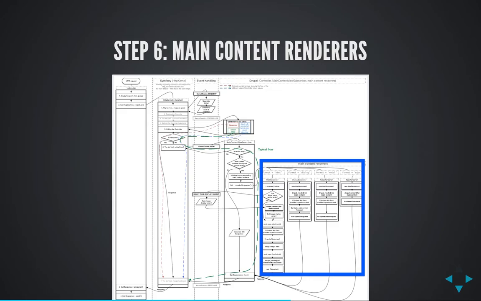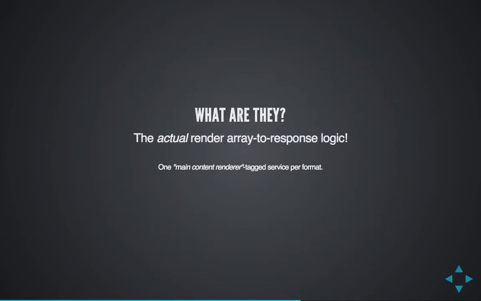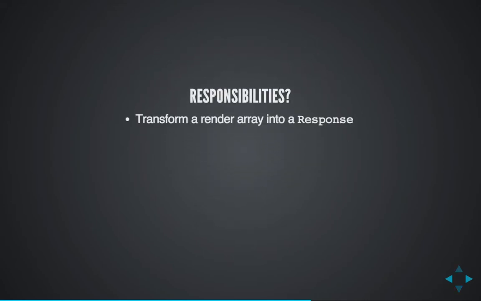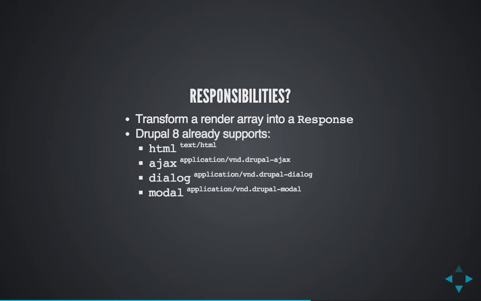So let's take a look at those main content renderers. These are the actual render array to response logic. We have one main content renderer service per format: an HTML one, an Ajax one, a modal one, a dialog one. Their responsibility is turning a render array into a response. And Drupal 8 already supports these four. The first one, HTML, of course, is the language of the web, so we have to support that. But Drupal already has three additional formats that are Drupal specific, for its Ajax system and for rendering any main content. So any controller that returns a render array can automatically be rendered in a dialog, or in a modal.